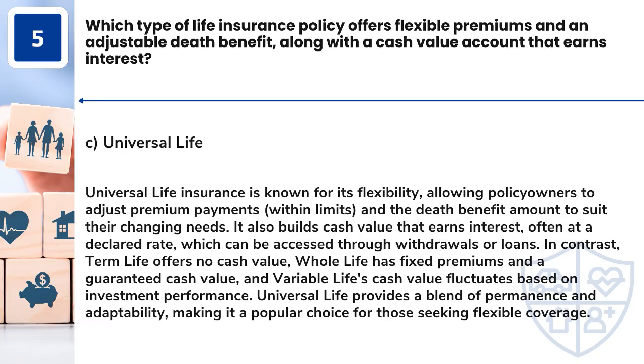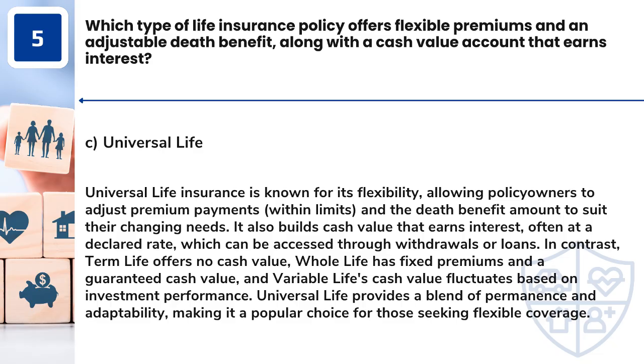Answer: C. Universal life. Universal life insurance is known for its flexibility, allowing policy owners to adjust premium payments, within limits, and the death benefit amount to suit their changing needs. It also builds cash value that earns interest, often at a declared rate, which can be accessed through withdrawals or loans. In contrast, term life offers no cash value, whole life has fixed premiums and a guaranteed cash value, and variable life's cash value fluctuates based on investment performance.